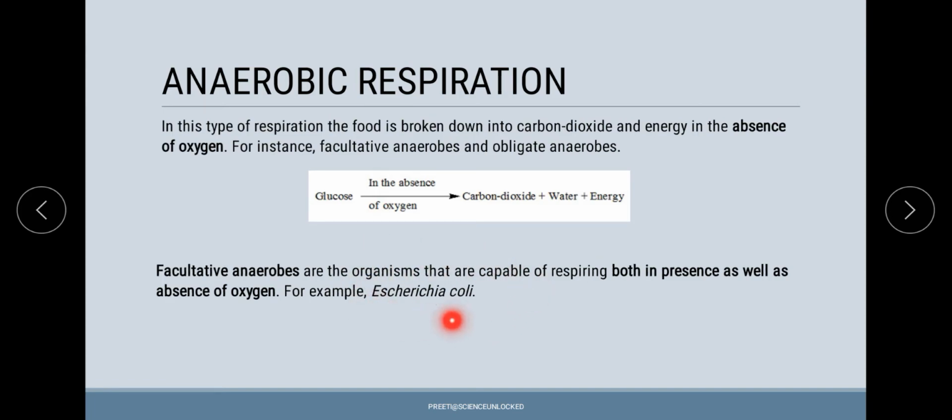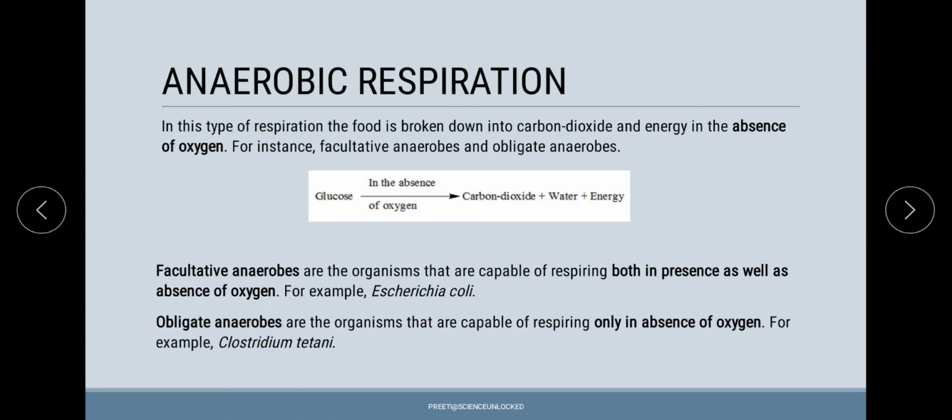For example, we have Escherichia coli, or simply E. coli. The other kind of anaerobes are the obligate anaerobes, which are only able to respire in the absence of oxygen. For example, Clostridium tetani is the example we have for obligate anaerobes.